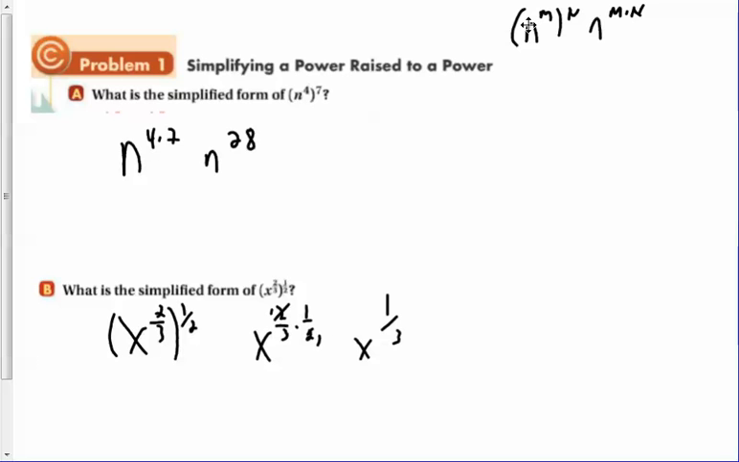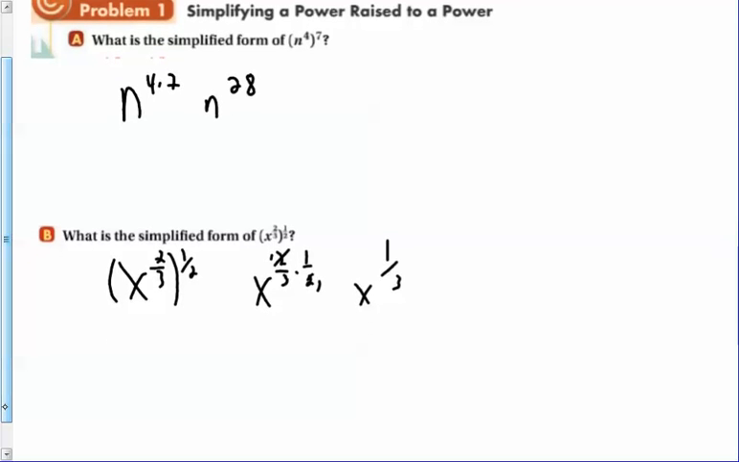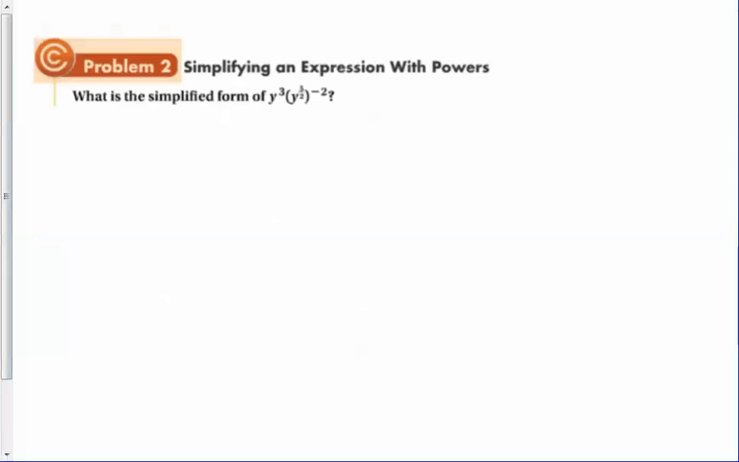Okay, see if you can do the got it for this problem number one. Look at this one, simplifying expression with powers. What is a simplified form of that? Okay, there's a lot going on here. So the first thing I'm going to do is, I see I got y to the third times y to the 5/2, and that's being taken to the -2. So I got to do, please excuse my dear Aunt Sally.